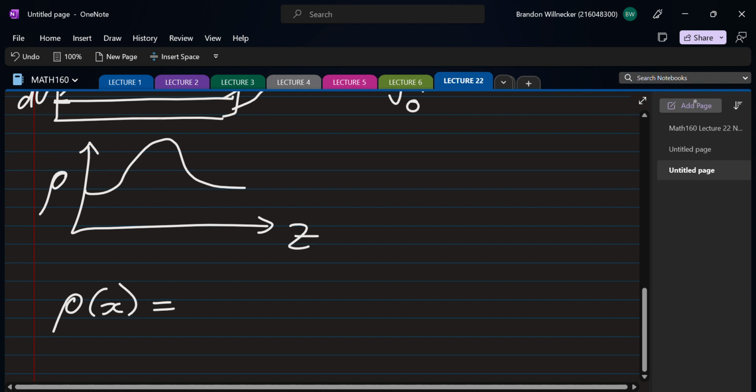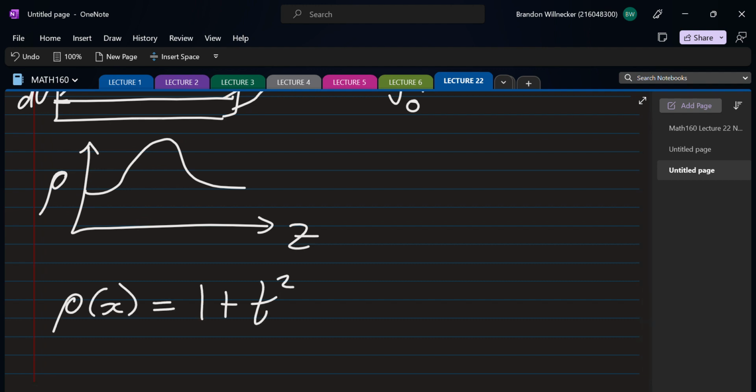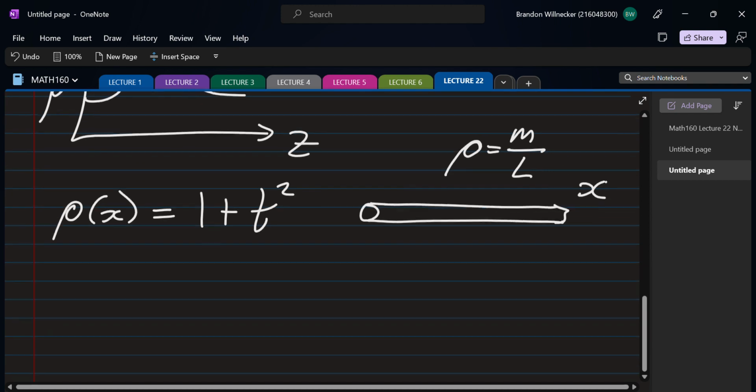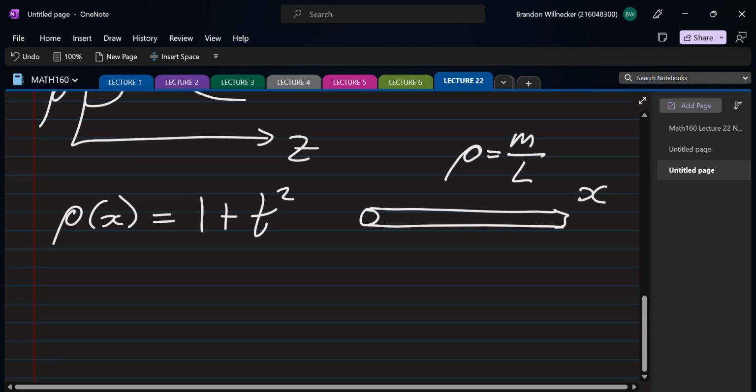Let's say rho of x is equal to 1 plus x squared. Very simple. We can imagine this for a one-dimensional object. So it's not a box where we're integrating dV. We've got a metal rod or something, so it only goes along x. The density in this case will not be the mass over the volume, it will be mass over the length, because we're looking at the length of it. Because it's one-dimensional, it's the mass over the length.